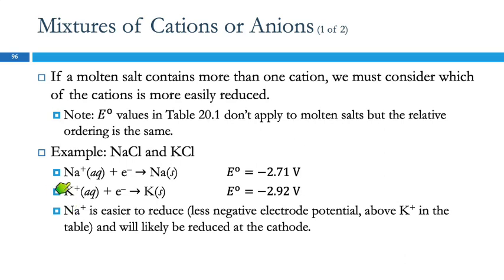So if you had sodium chloride and potassium chloride melted together, you've got two possibilities here. The sodium could be reduced or the potassium could be reduced. We look at those standard potentials, and the numbers aren't correct, but this number is smaller. It's closer to 0, and so that tells us that the sodium is going to be reduced before the potassium.